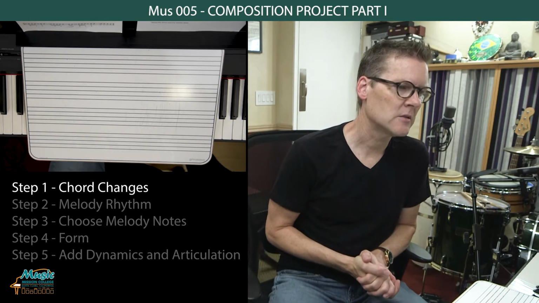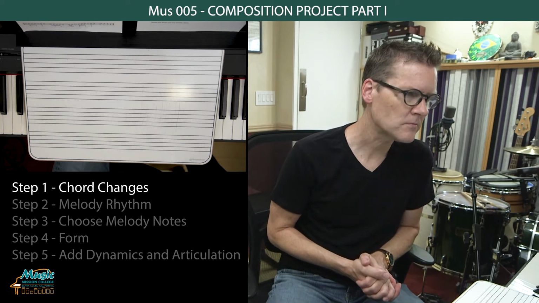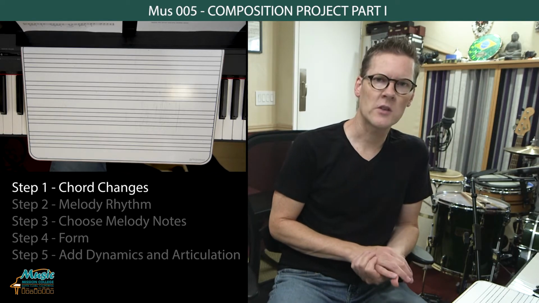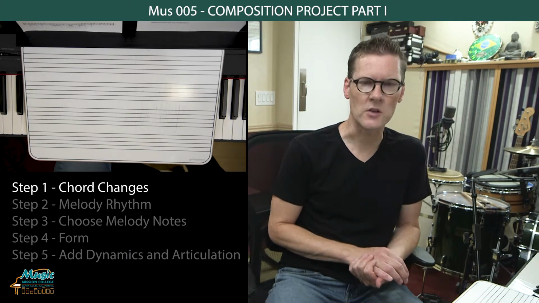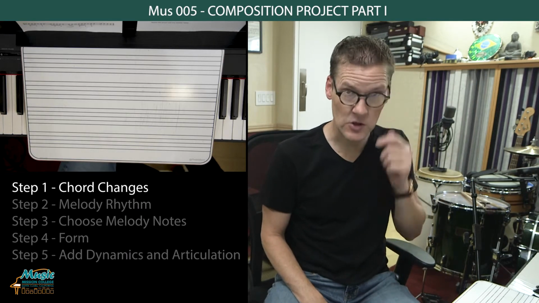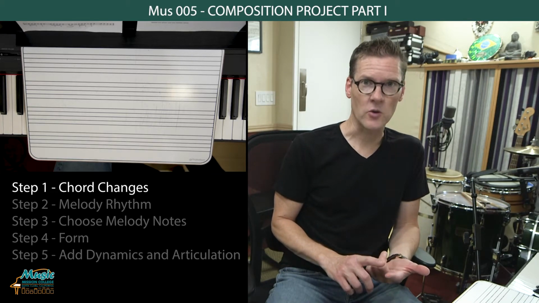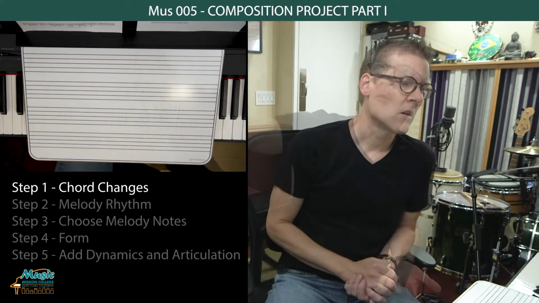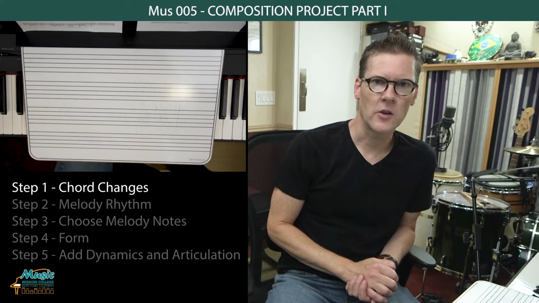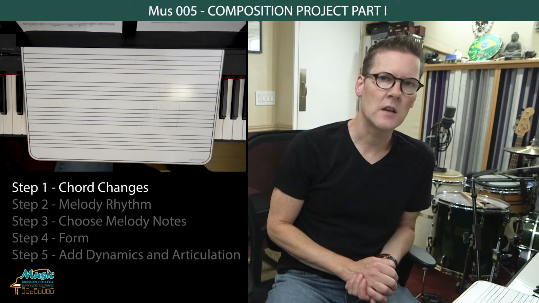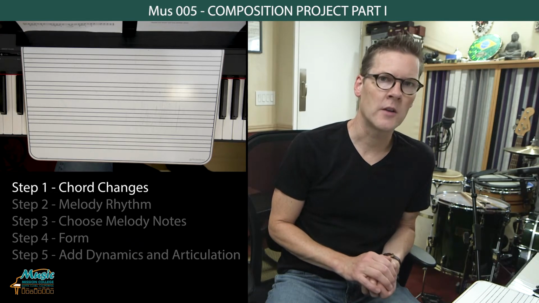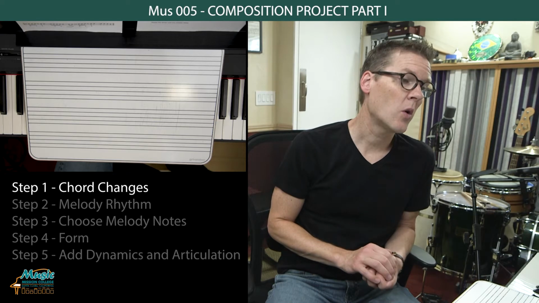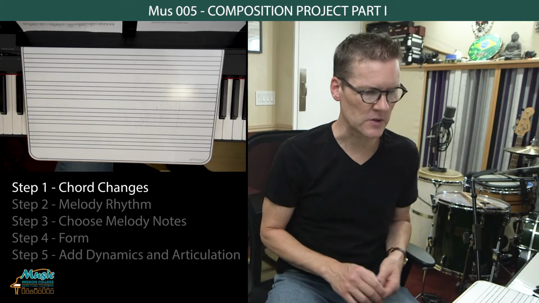So if you have the assignment sheet in front of you, step 1, it says, is to pick a set of chord changes and write them on your lead sheet. A lead sheet is basically just sheet music. Usually a lead sheet includes a notation for the chords, the harmony, as well as the melody. We've talked about harmony a little bit, and what you see in step number 1 is chords written as Roman numerals.